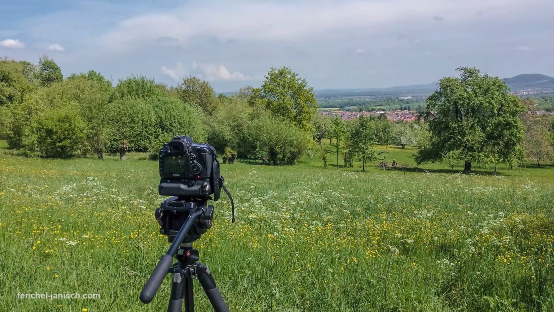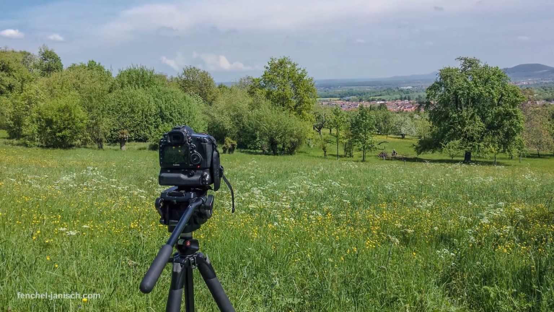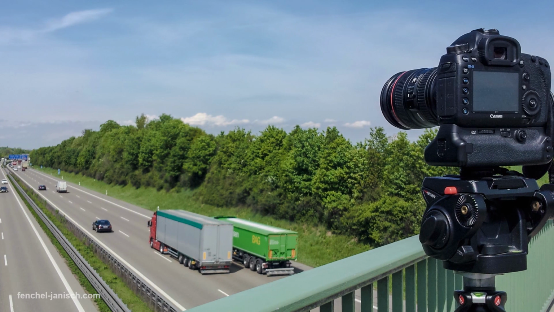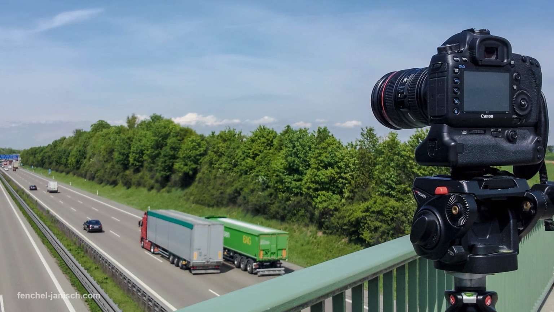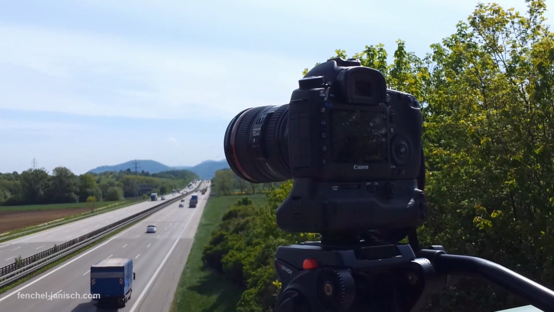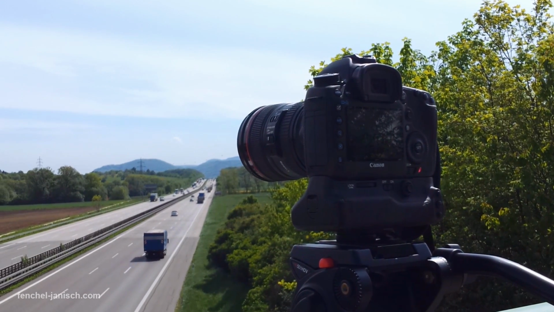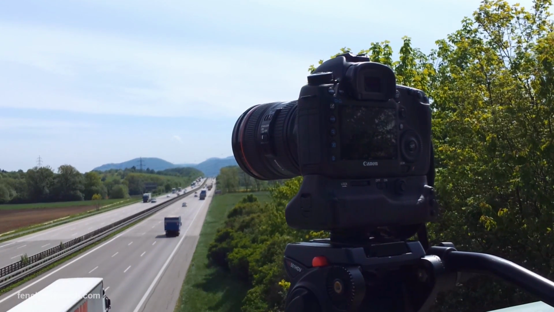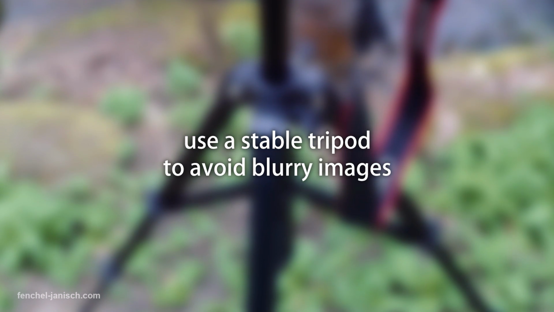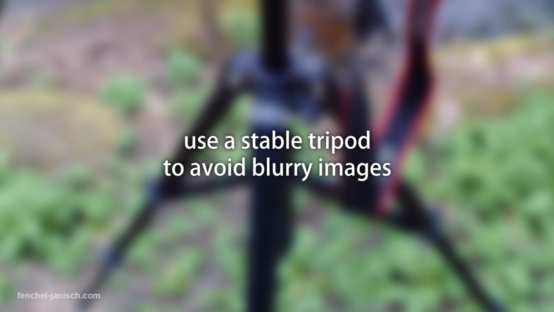The most important thing is to make sure the camera is super stable and doesn't move. Otherwise, the shots won't be really sharp because the camera is exposing for a couple of seconds. The longer it exposes, the higher the chances are that the image will be blurry. Especially wind can cause the camera to move, even if it's just a tiny bit. That's why it makes sense to use a heavy and stable tripod head with strong legs.